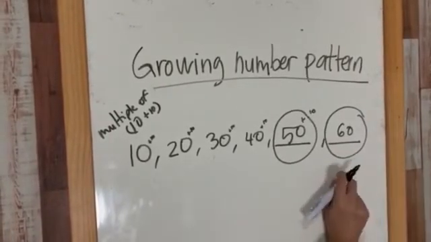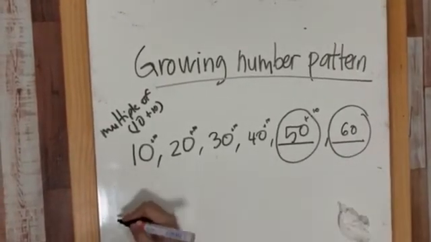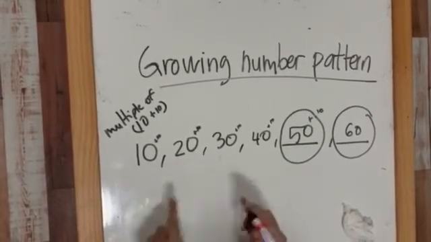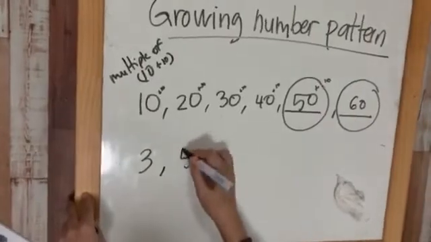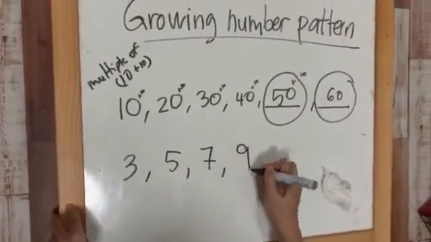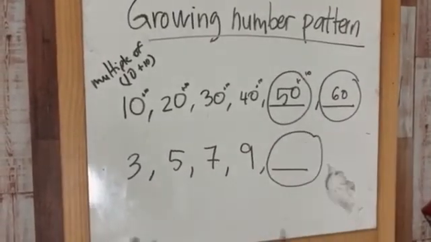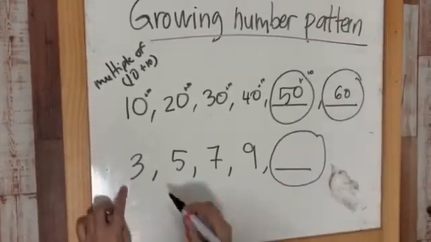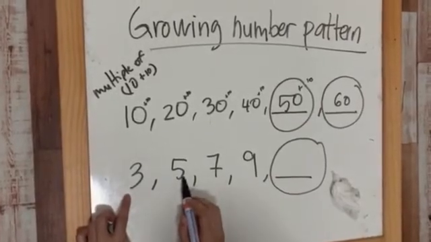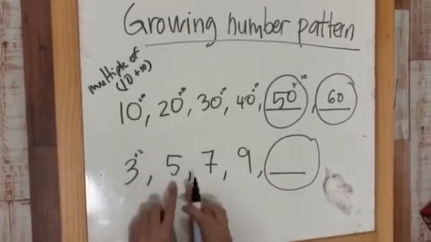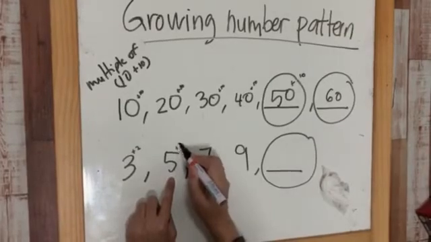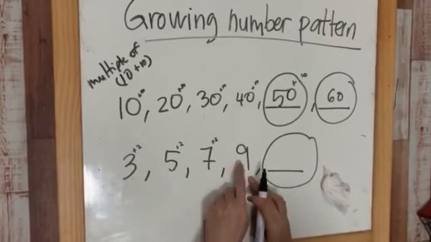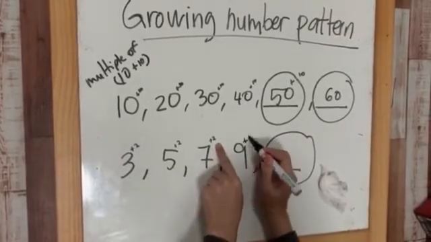Okay? Second one, for example, 3, 5, 7, 9. Can you guess what is the number pattern here? So 3 to 5, you can see 3 plus 2 gets 5. 5 plus 2 gets 7. 7 plus 2 gets 9. So 9 must be added with 2 to get this number.